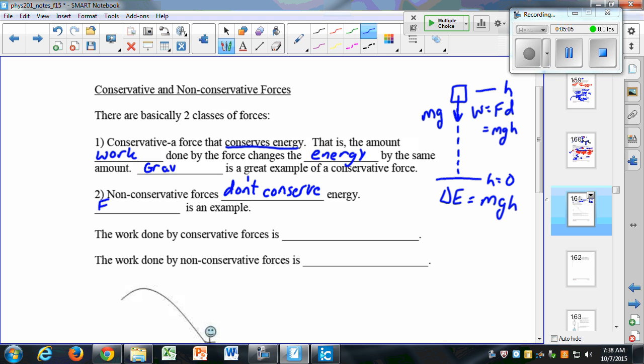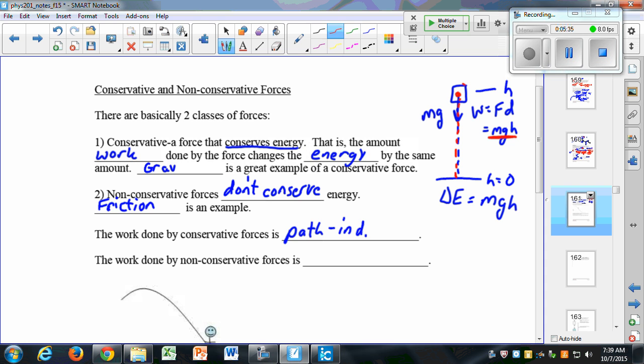And friction is a good example. The work done by conservative forces is path independent. So if I imagine this object again up here, this box right here, if it goes through this path, the work that it does is mgh.